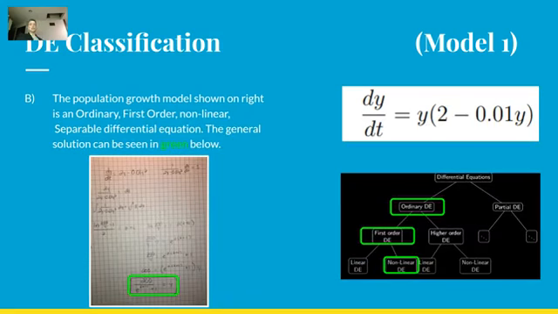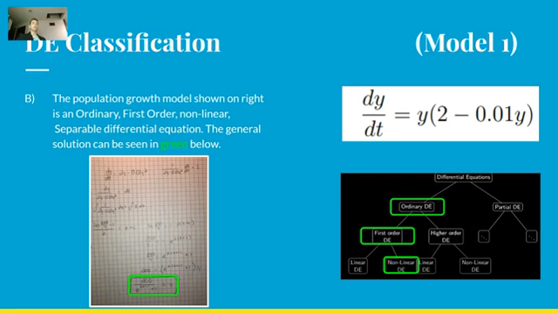We will now use our little tree diagram in the bottom right to classify this differential equation. The differential equation is an ordinary differential equation, a first-order differential equation, because we are only looking at the first-order derivative, and a non-linear differential equation, because in this case, this will be to the second power, looking more like a parabola.